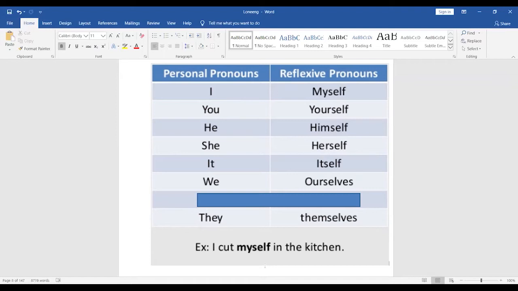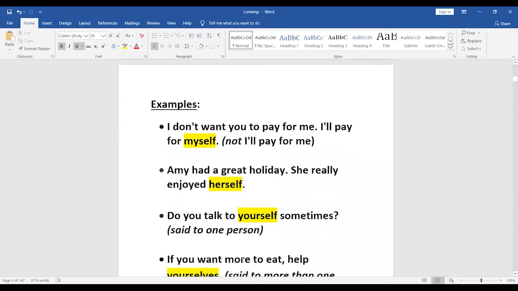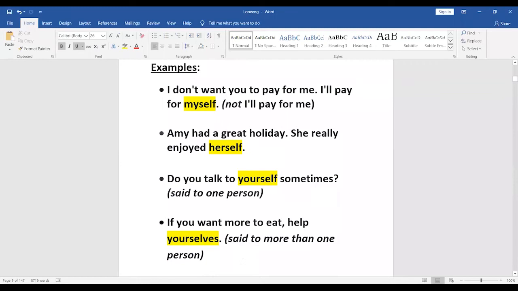They came by themselves. Now that you know when and how to use reflexive pronouns, let's take a look at a few examples so that you will know better how to use the language. For example, I cut myself. I think I've given you a number of examples. Let's get started. Example number one: I don't want you to pay for me. I pay for myself. Note, you will not say I pay for me. That is bad English, grammatically wrong, and you will say I'll pay for myself.